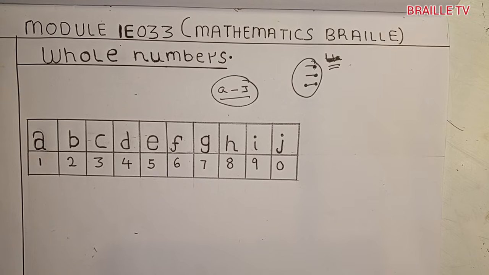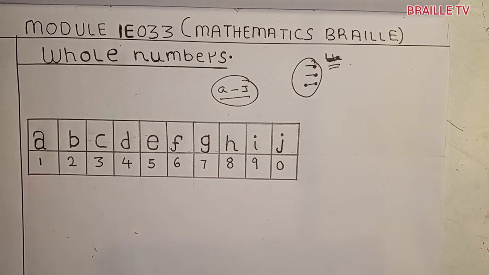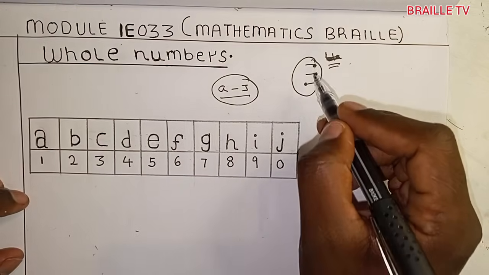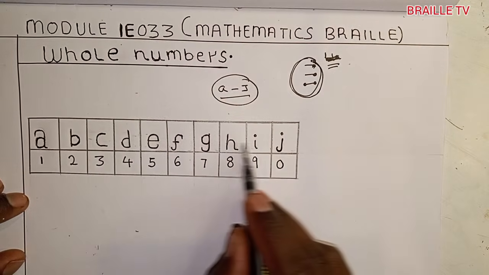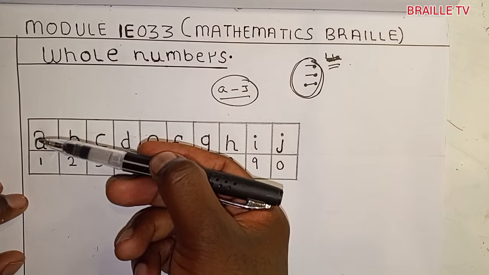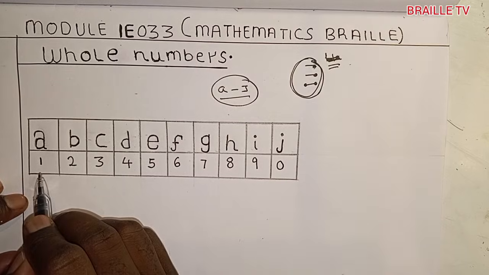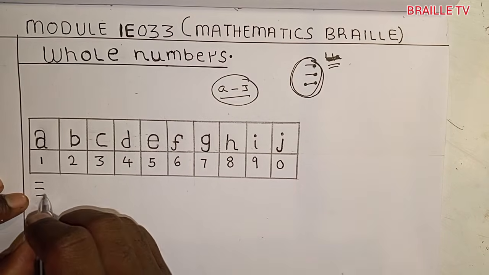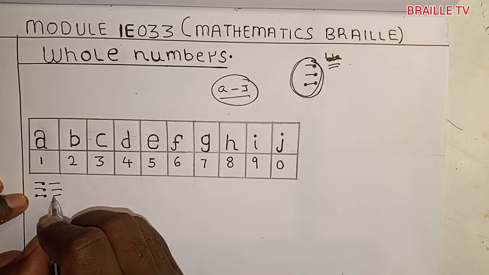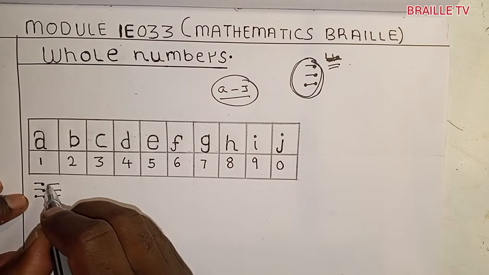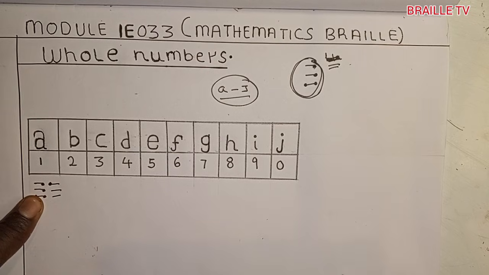Now, at what time does this A become a number? Listen, we use the numeral sign before writing these letters of the alphabet for them to become numbers. So for this A to mean 1, you must write a numeral sign first, okay? And I said this is an example of a Braille composition sign. We looked at it when we were looking at the Braille composition signs.